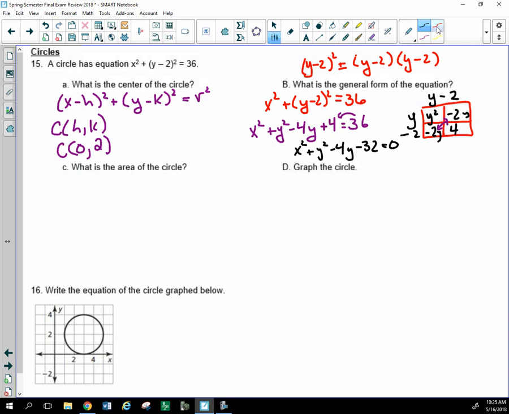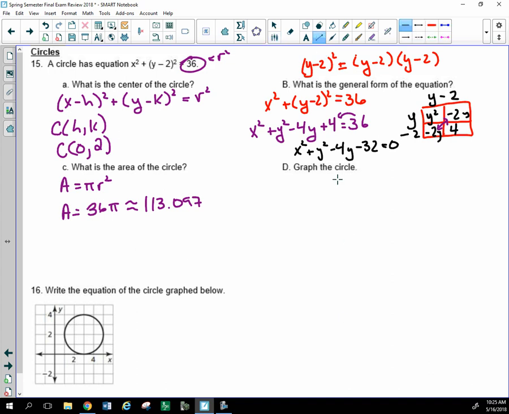The next question is asking us for the area of a circle, and you remember from this unit that area of a circle is pi times the radius squared. If you look at my equation, remember that 36 is the radius squared, so the area is 36 pi. Depending on how the answer is written, 36 pi is the exact answer. Multiplied out in decimal form is 113.097, and then there's a whole bunch of other decimals after that.